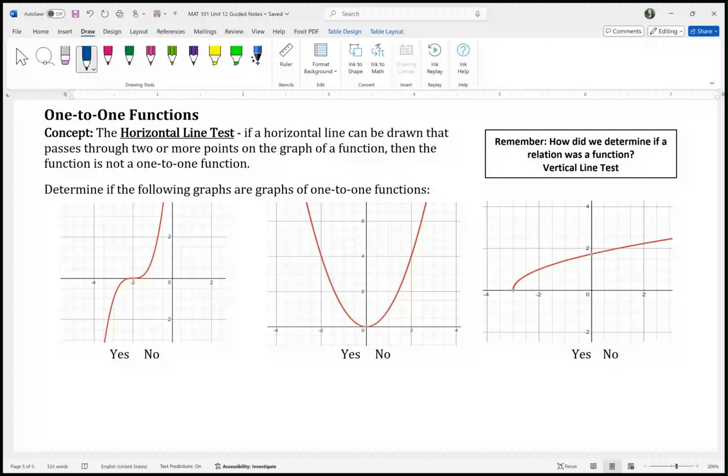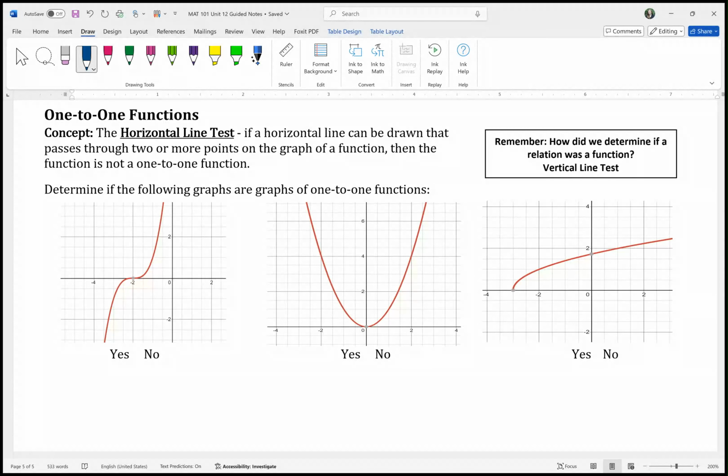Let's look at one-to-one functions. So first, let's remember if we're given a graph, how do we determine if that graph is a graph of a function? And if you remember, that was using the vertical line test. So if we are trying to find if it's a one-to-one function, we are going to use a similar concept, but the horizontal line test.